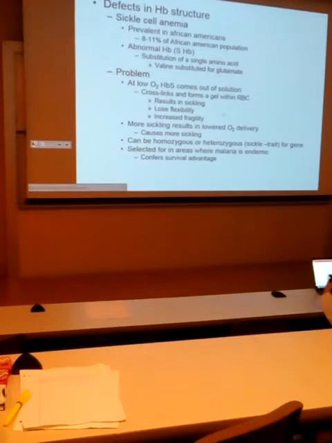it if possible. These cells that sickle lose their flexibility, they don't have the ability to traverse through the smaller vessels, and that can cause problems with oxygen delivery, and it also increases the fragility of the cells, and so the cells end up being destroyed, hence why they end up with anemia. And as I said, more sickling results in lower oxygen delivery, which just causes more sickling.